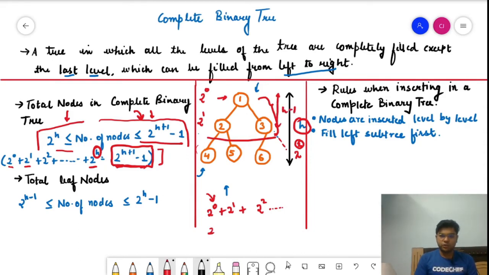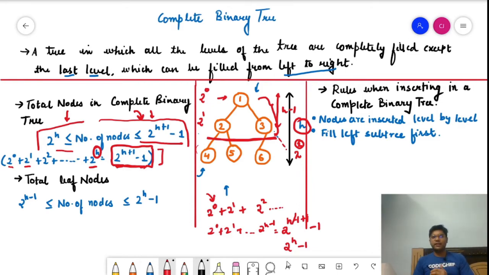So let's sum it: 2 to the power 0 plus 2 to the power 1 till 2 to the power h minus 1. So what will be the sum here? That is 2 to the power h minus 1 plus 1 minus 1. So minus 1 plus 1 becomes 0, giving 2 to the power h minus 1. So till this, we have 2 to the power h minus 1 nodes.